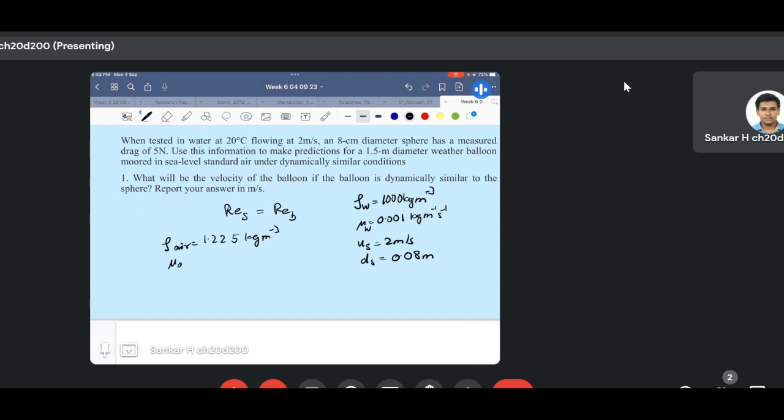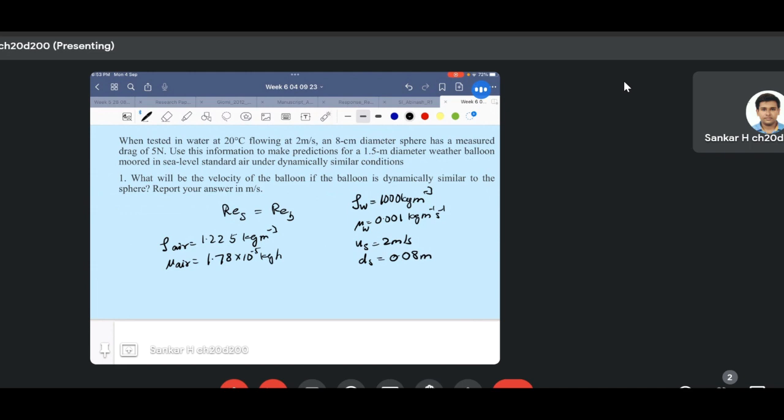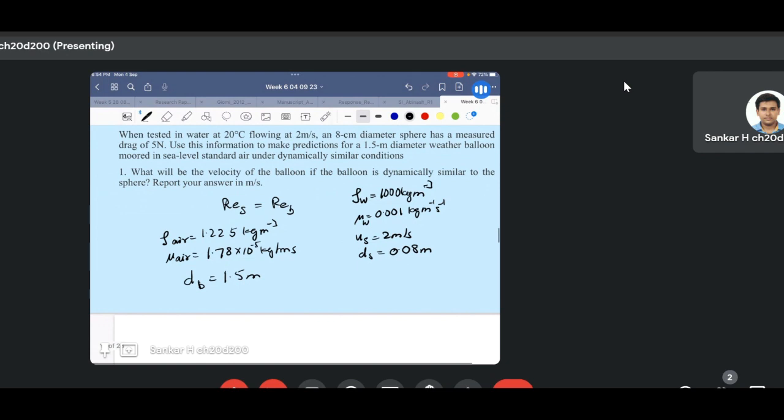The viscosity of air can be found out to be 1.78 into 10 raised to minus 5 kilogram per meter second, and the diameter of the balloon is 1.5 meters. What we need to find out is the velocity of the balloon. Now we have all the data here. We just need to equate and find out.